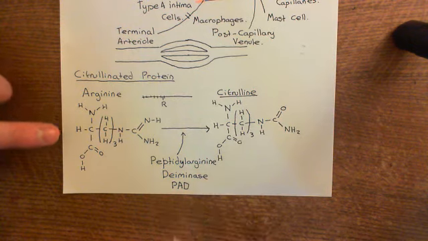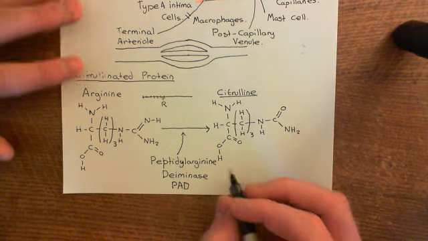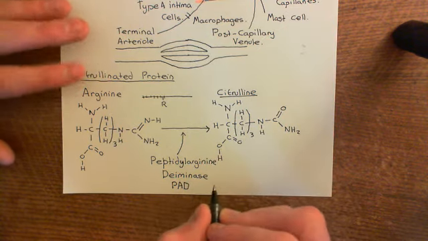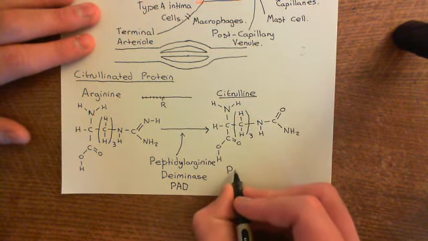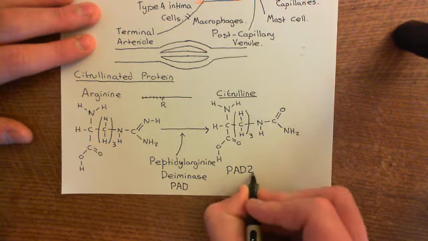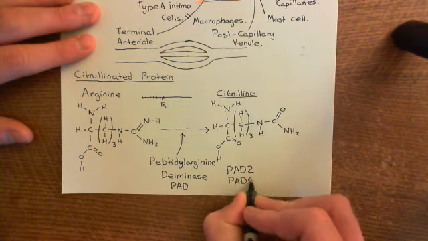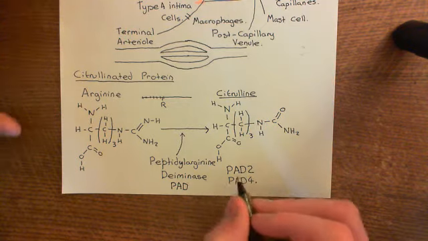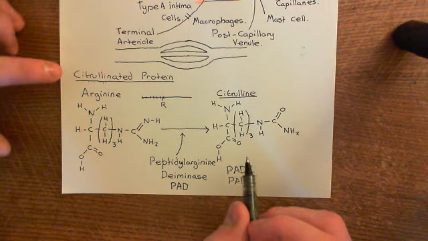Now, this is occurring within synovial joints. There are peptidyl arginine deaminase enzymes found in cells within the synovium. The two specific forms of peptidyl arginine deaminase that are found in the synovium are peptidyl arginine deaminase 2 and peptidyl arginine deaminase 4. Both of these are found within the cells of the synovial membrane. So proteins are being citrullinated.